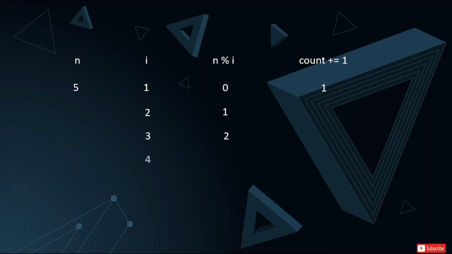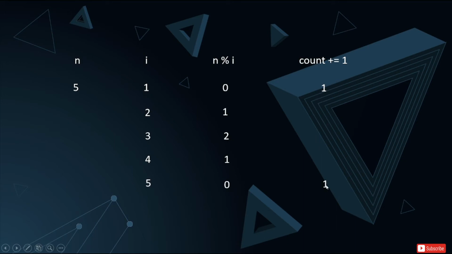And if we take I value as 4, now if we divide, we'll get the remainder 1. So even in this case, count will not get incremented. And now in this case, 5 is divisible by 5, and now the remainder will be 0, and this time count will get incremented by 1, and the total of count is 2.